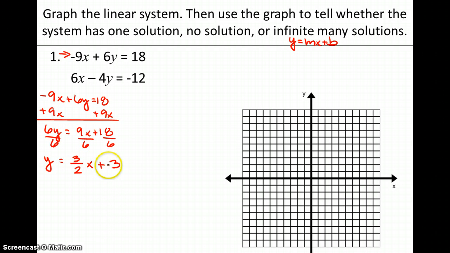So I'm going to graph that. My slope is 3 over 2, and my y-intercept is 0, 3. So you're going to start at 3, 1, 2, 3, and place your dot. From here, you're going to go up 1, 2, 3, and right 2. Up 3 and right 2. And then if you would please connect your dots.